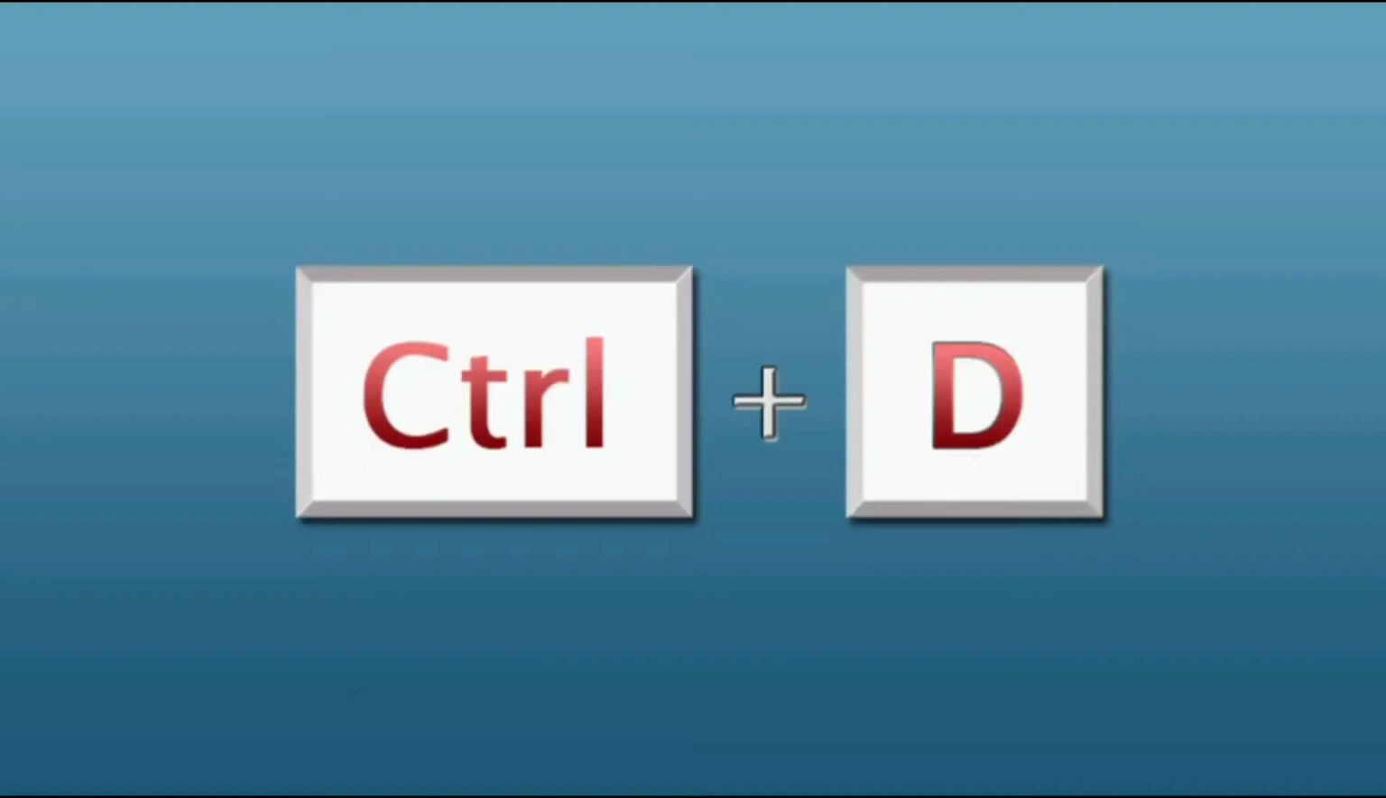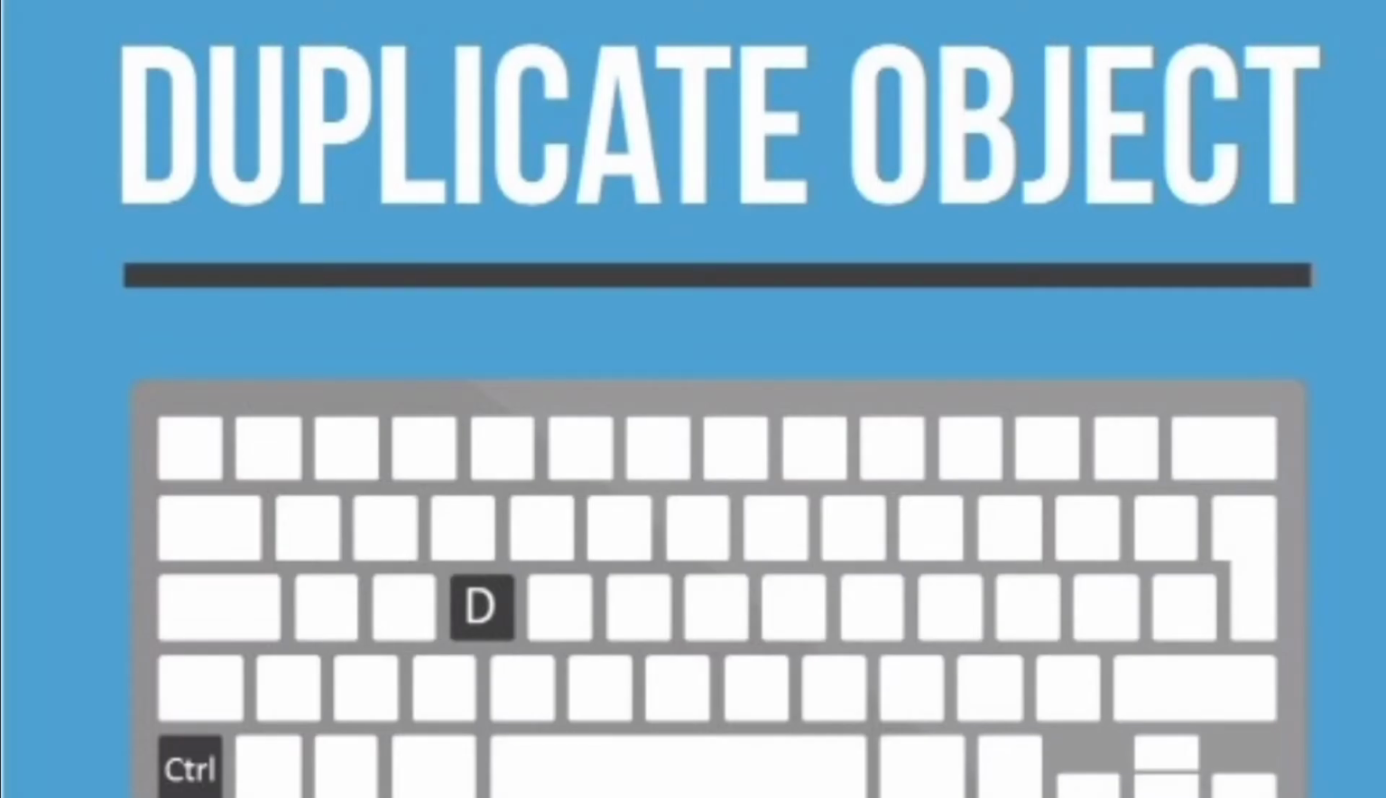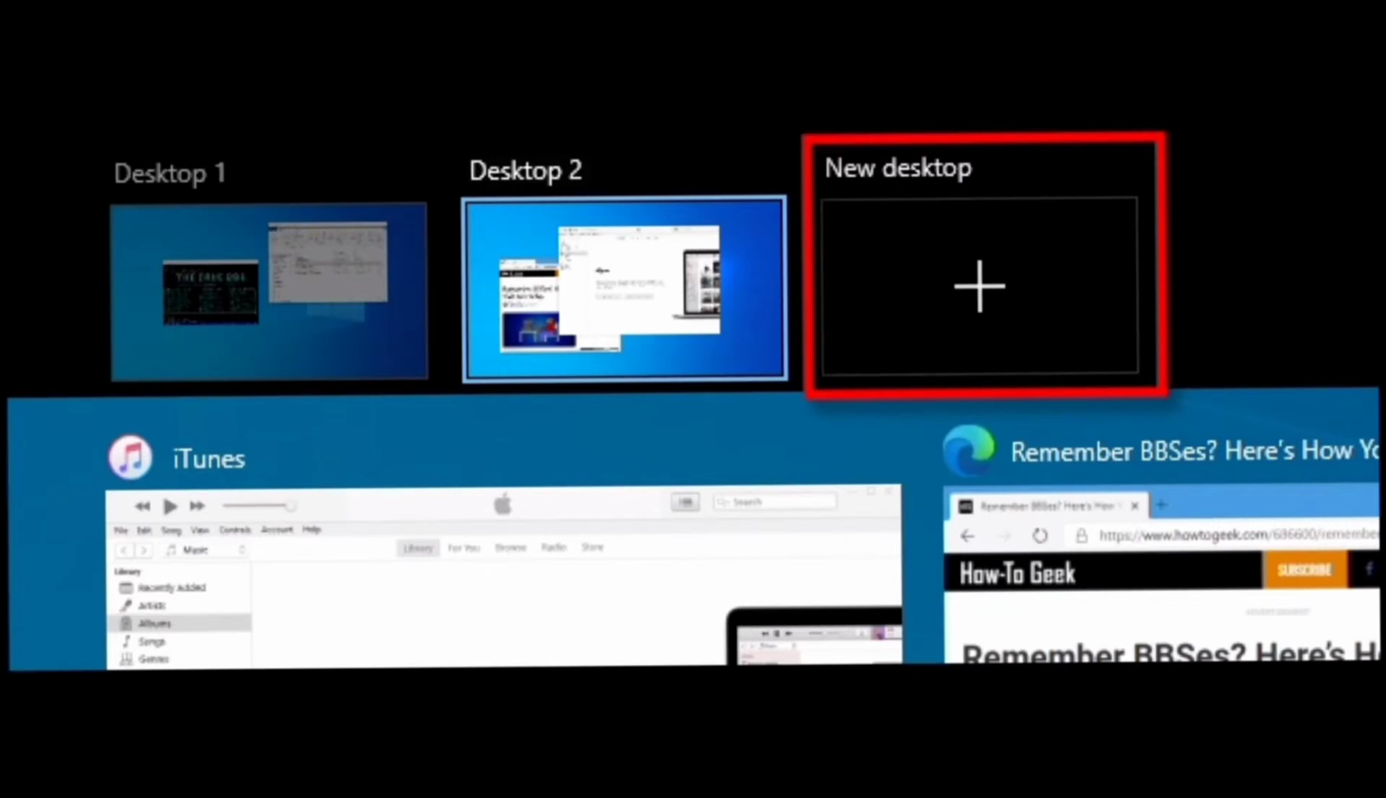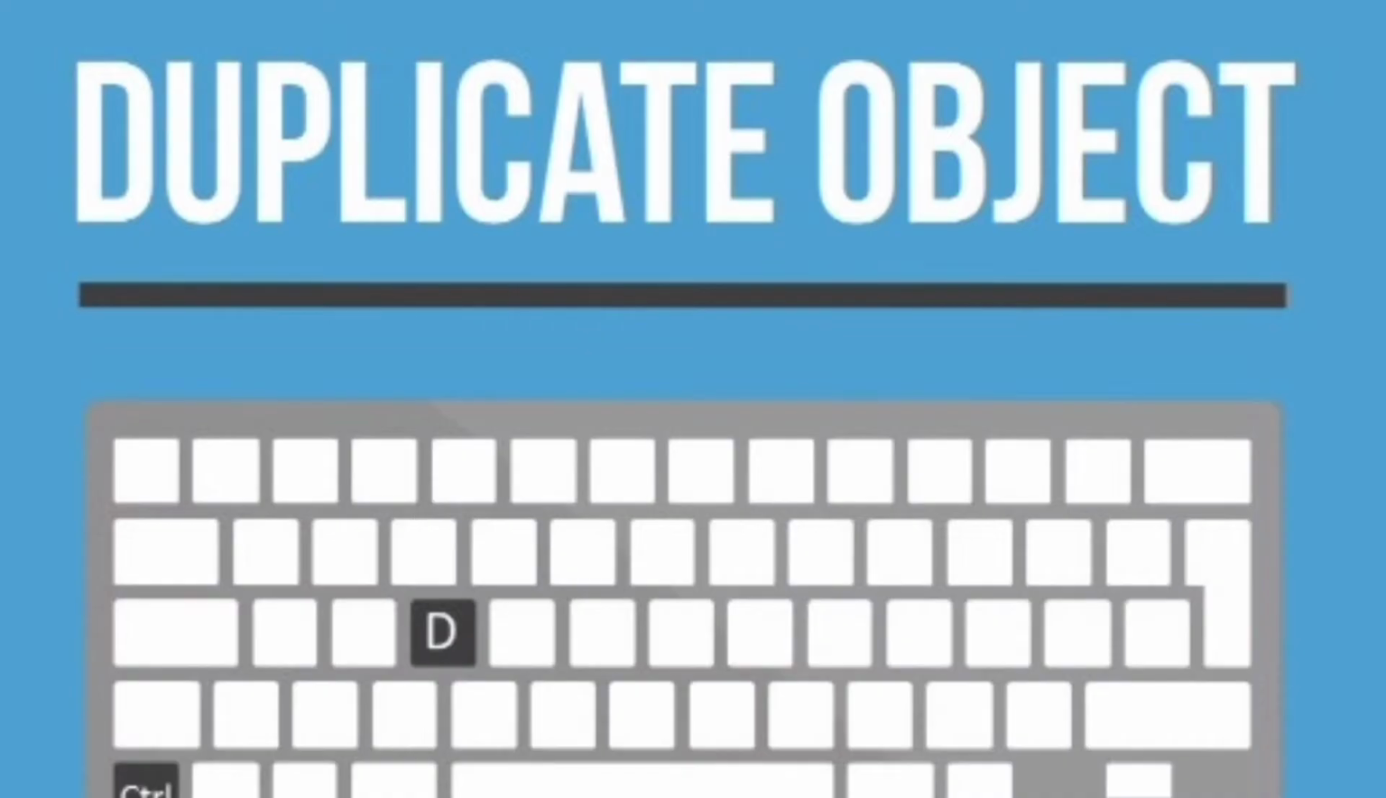The fourth shortcut is Ctrl plus D, which is a keyboard shortcut that varies depending on the program. For example, in most internet browsers, it is used to add the current site to a bookmark or favorite, but other programs like Microsoft PowerPoint use it to duplicate objects.